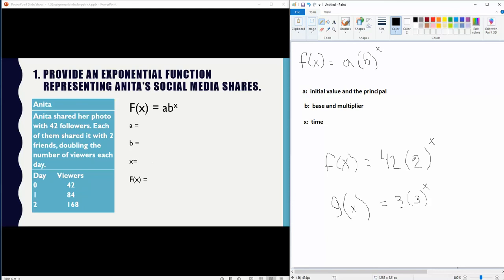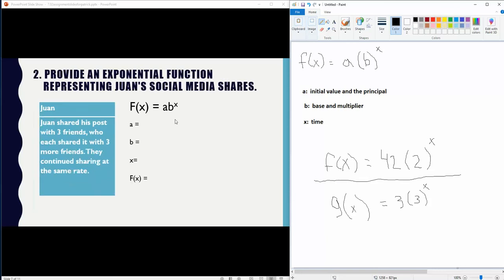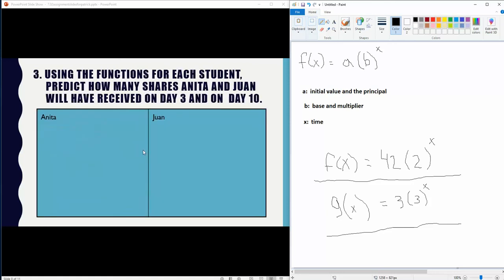This is just walking through A, or number 1 on the assignment, which we already did. And then it said, hey, for number 2, get that same thing with Juan, which we created here. Now remember, on your assignment, you're going to have different scenarios, but you can attack it the exact same way. Okay? We want to predict how many shares they will have on day 3 and day 10. So remember, that's our time value. That's how much we have in time.